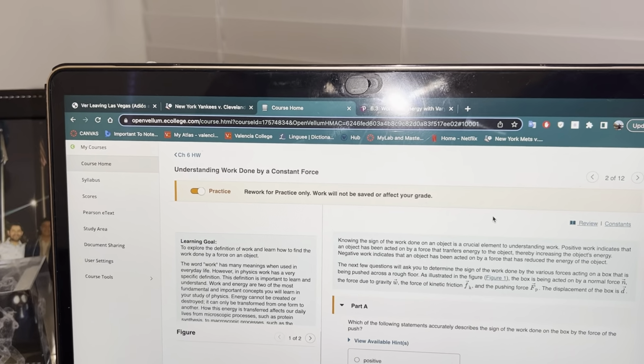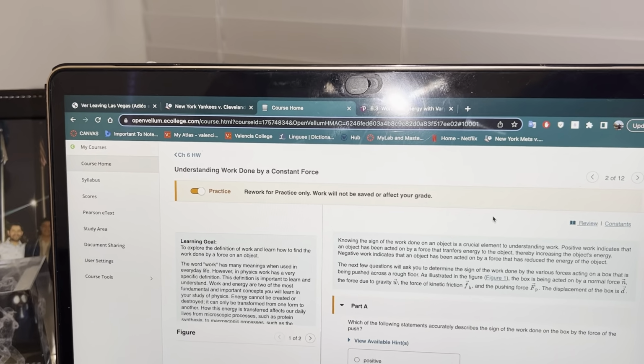So the next part, they're asking for us to look at figure number 2, where we see the displacement of this object going down a slope from up to down. This is the distance d, and yeah, pretty much the angle of it. So let's see what part E says.